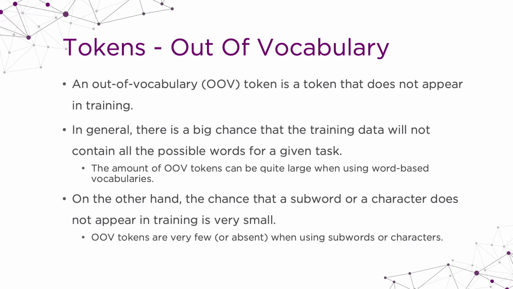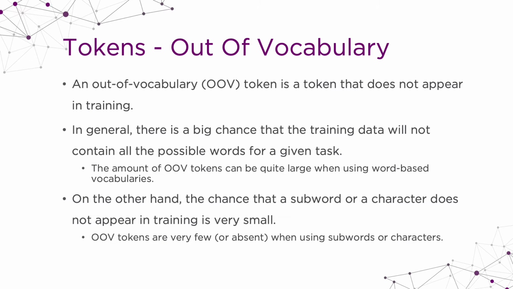On the other hand, if we go with subwords and characters, it is the opposite. Most probably, in particular with characters, the model will see all the tokens during training, and because of this, we will not have the problem of out-of-vocabulary tokens. So again, it seems that if we go with characters or maybe subwords, we can do better.